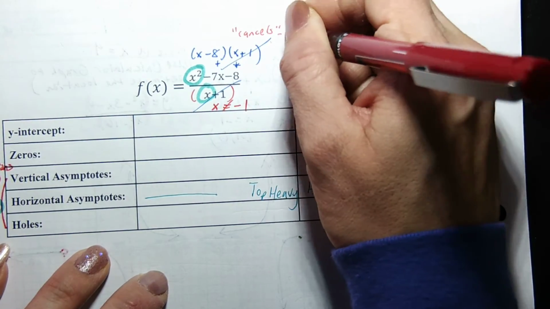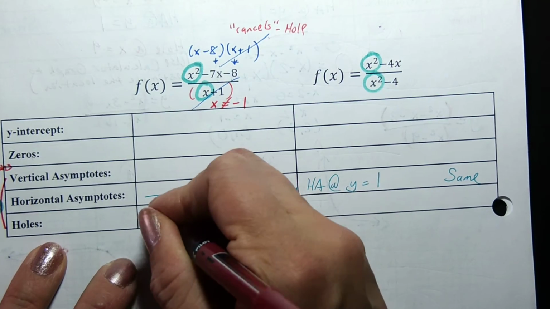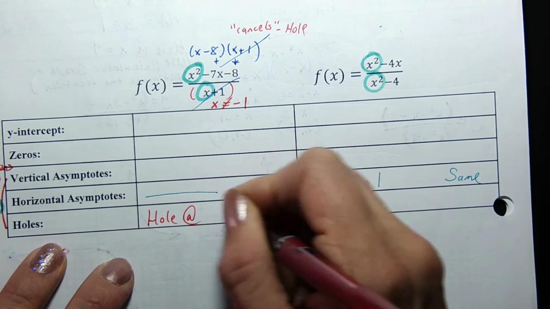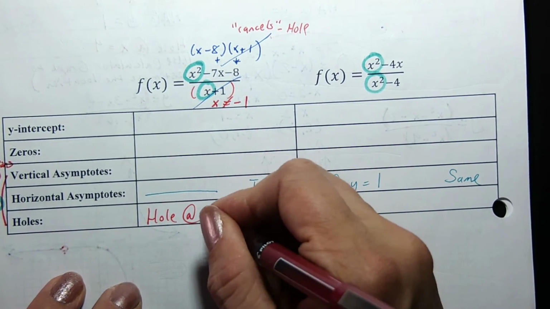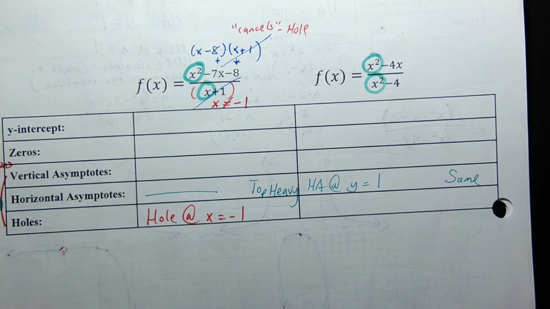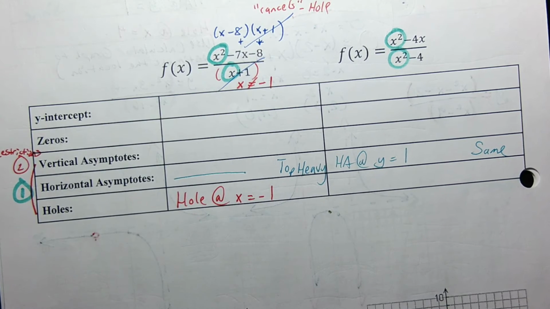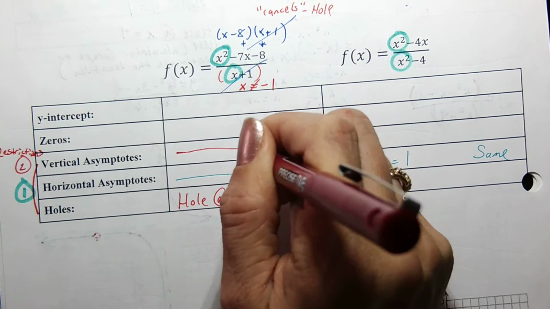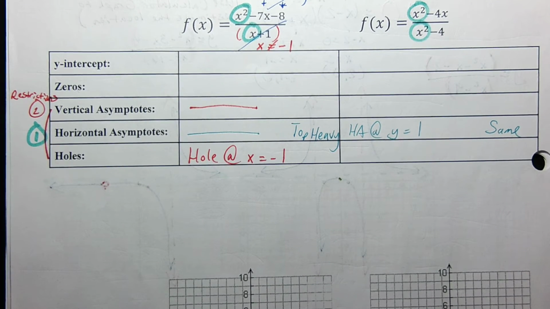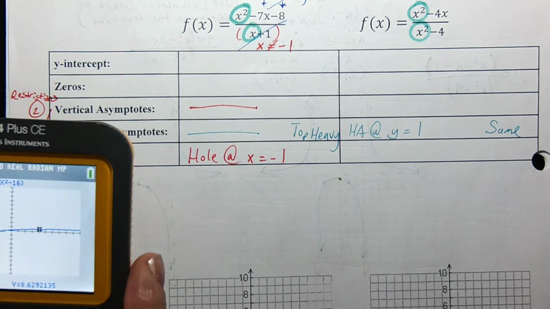So we've got a hole. Hole at x equals -1. And what about vertical asymptotes? There won't be any. So this one will only have a hole.